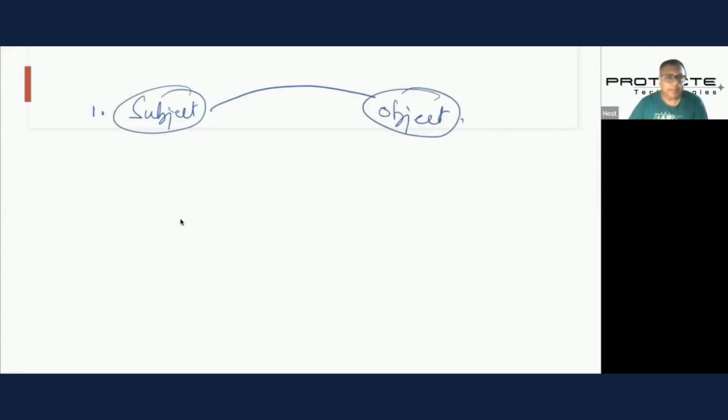Now, if there are no doubts, I'll go ahead. Now, once you look at a subject trying to access an object, you can interpret this function as a state machine or as an information flow.